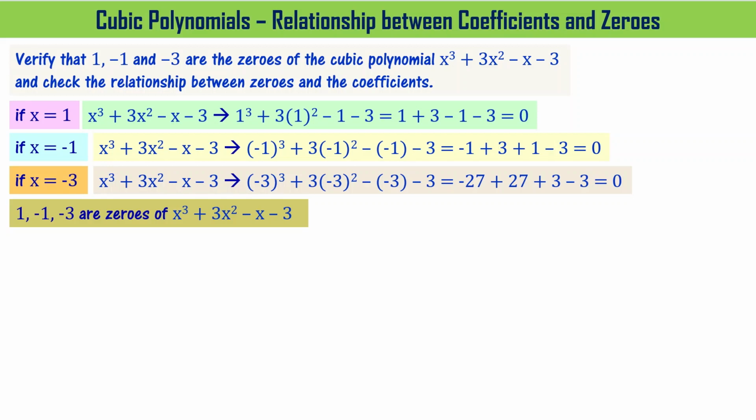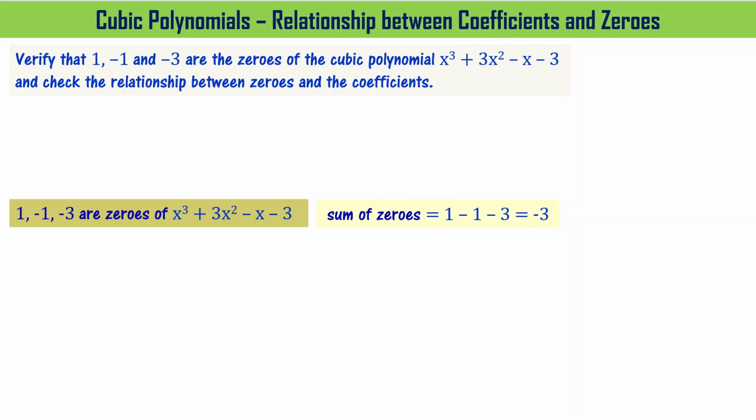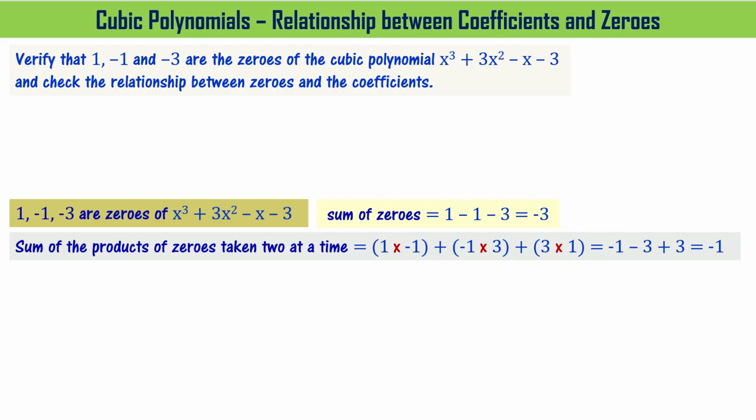Since the zeros are known, those are 1, minus 1 and minus 3, let's first compute their sum. Sum of zeros is minus 3. Let's get sum of the product of zeros taken 2 at a time. When you substitute 1, minus 1 and minus 3 in pairs, then you are getting the answer as minus 1. It means sum of the product of zeros taken 2 at a time is minus 1. Please take a note of that. And then product of zeros is 3, right?